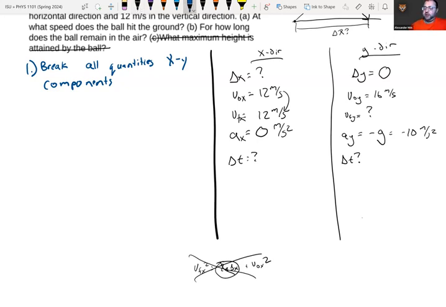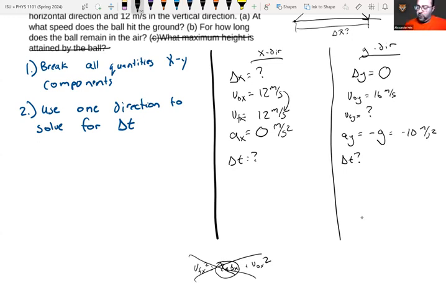So typically the way this goes is that your second step, you use one direction to solve for time. A lot of times in one of the directions, you don't have enough information to get what you want, but you can use the other direction to solve for time. And that's exactly what we can do here.